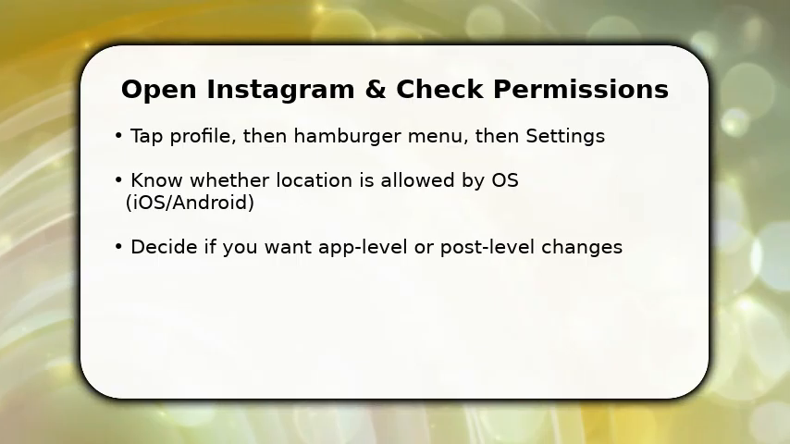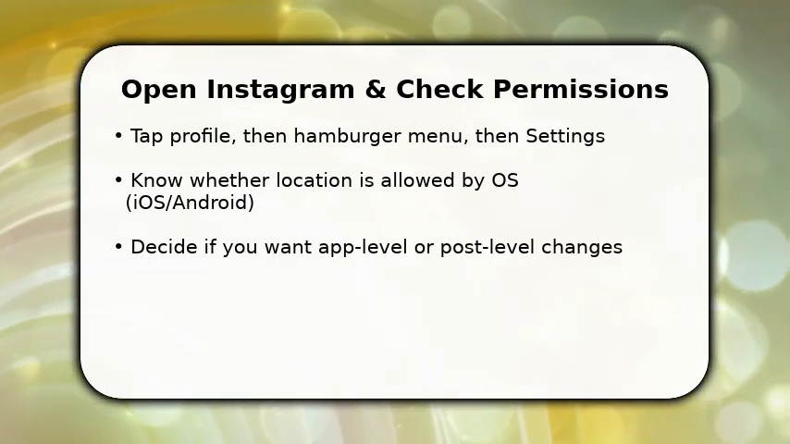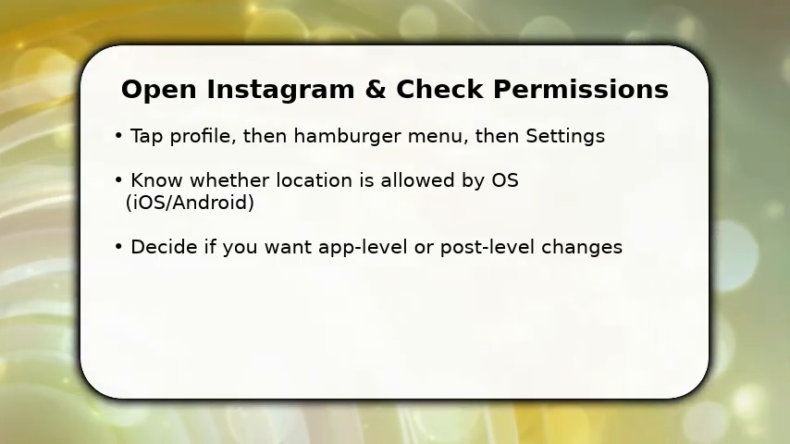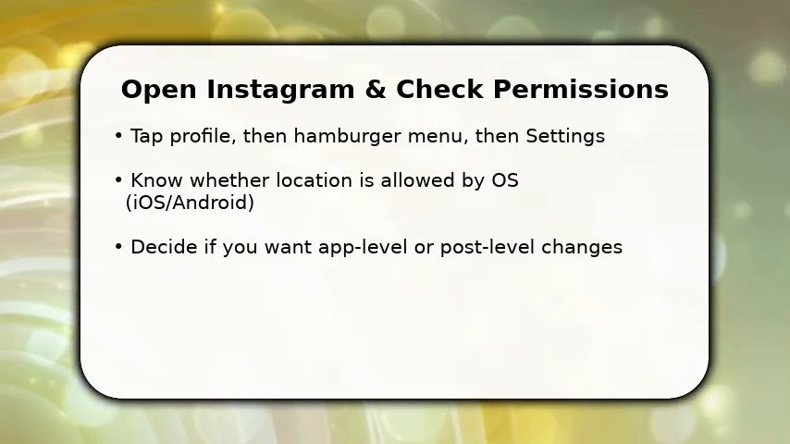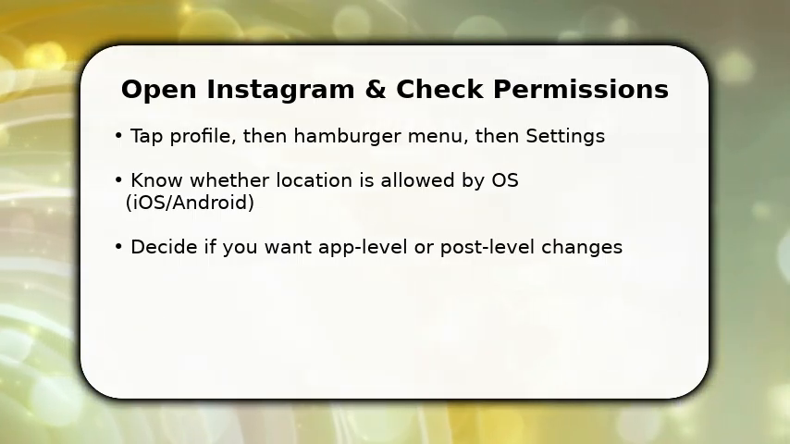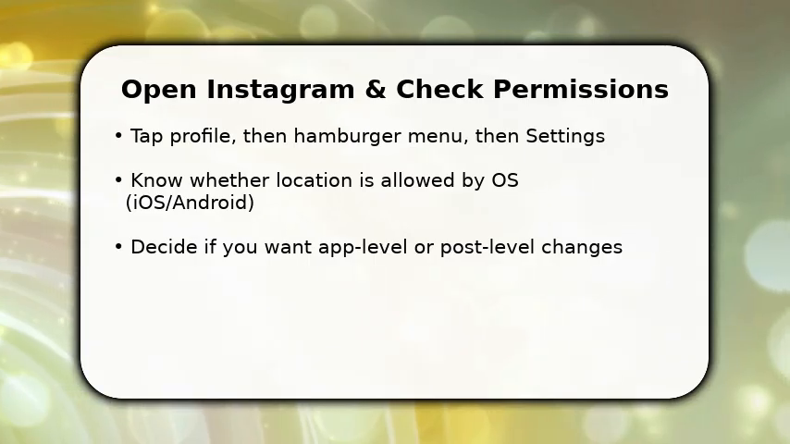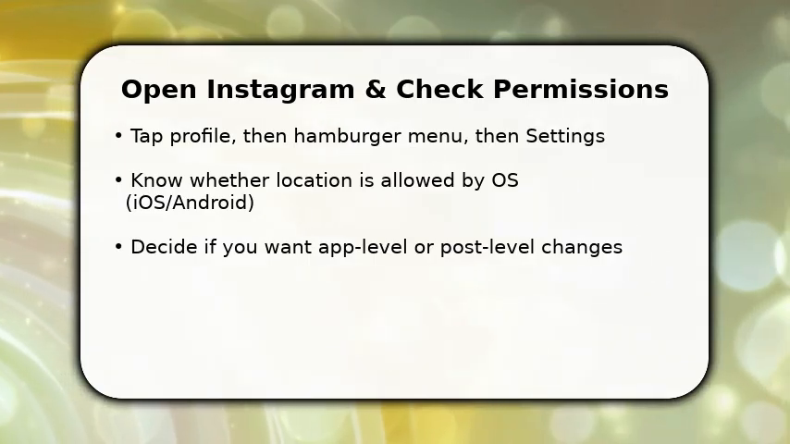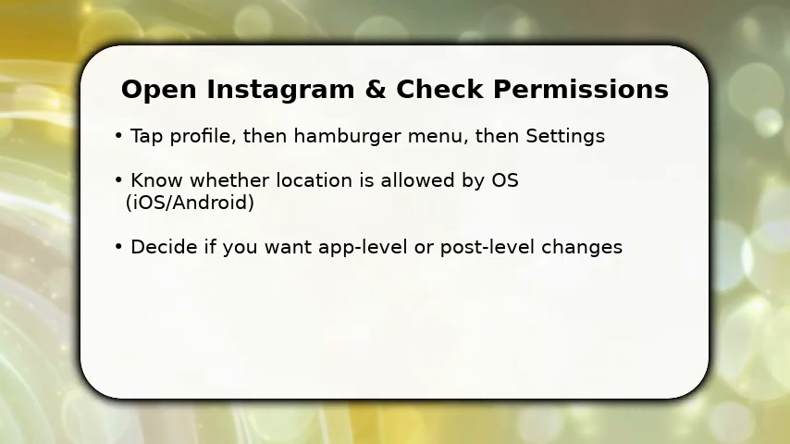You start by opening Instagram and going straight to your profile, tap the menu, then Settings. Once there, go to Privacy and Location to see active controls. You do this now because app and system permissions both affect sharing. If the system grants location, Instagram can use it.